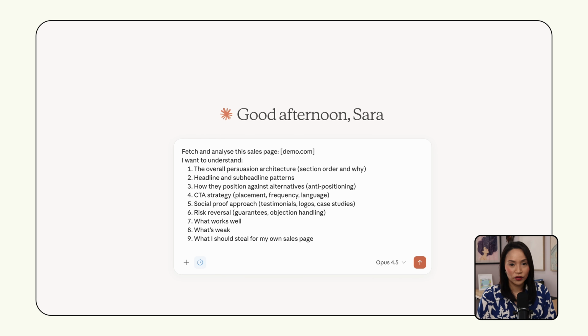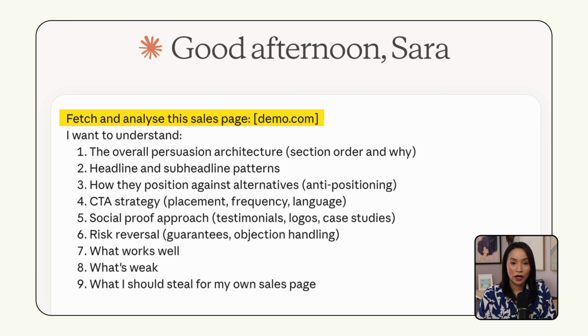Instead of guessing the structure, you're going to find a sales page you love, one that looks great and made you want to buy, even if you can't really explain why. In Claude, give it the URL and prompt it with this. Fetch and analyze this sales page. I want to understand the overall persuasion architecture, headline and subheadline patterns, how they position against alternatives, CTA strategy, social proof approach, risk reversal, what works well, and what's weak. What should I steal for my own sales page?